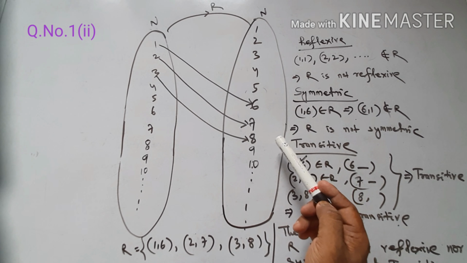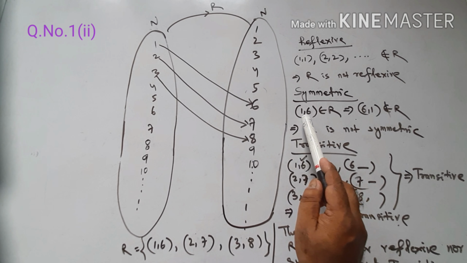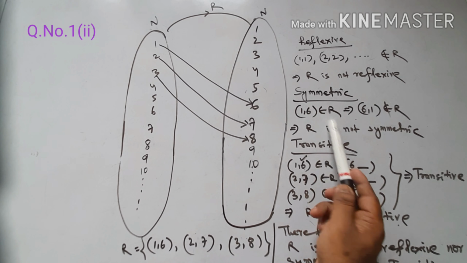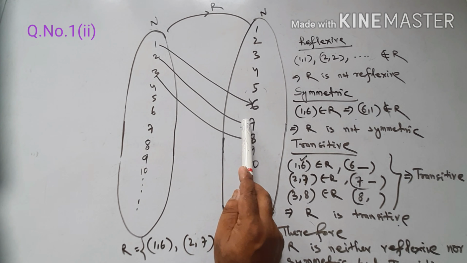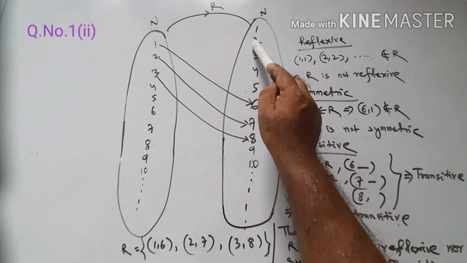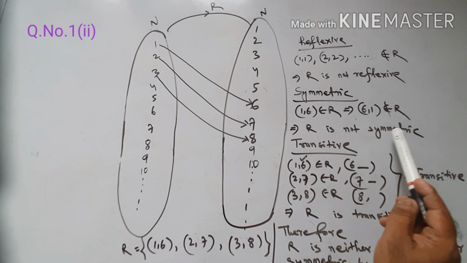Now come to symmetry. Take (1, 6) as an example, but its reverse (6, 1) is not present in R. Similarly, (2, 7) is present, but (7, 2) is not present here. So likewise, R is not symmetric.